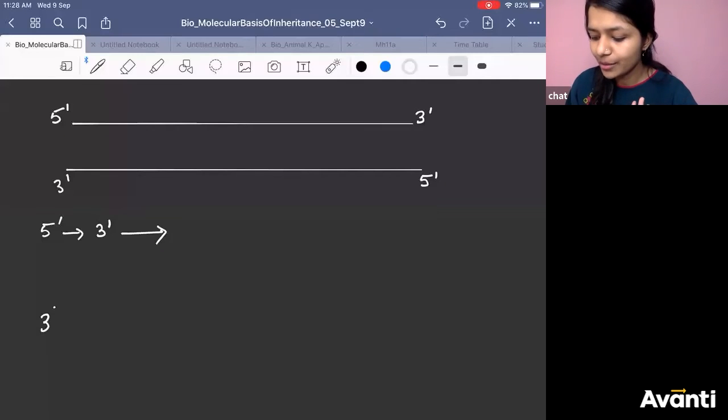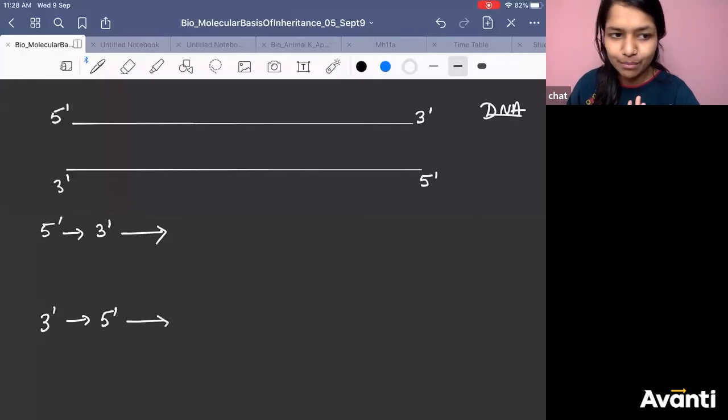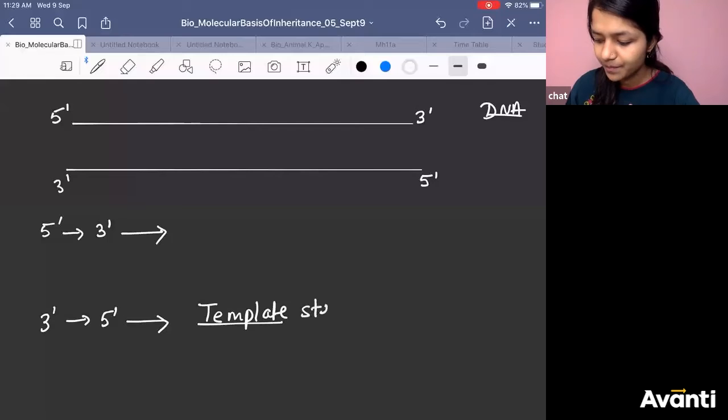Now coming to the 3 prime to 5 prime strand of DNA, we are talking about DNA, okay? Will it be acting as template? 3 prime to 5 prime? Response should be fast. Yes, it is the template strand. Got it? Template strand. Okay.